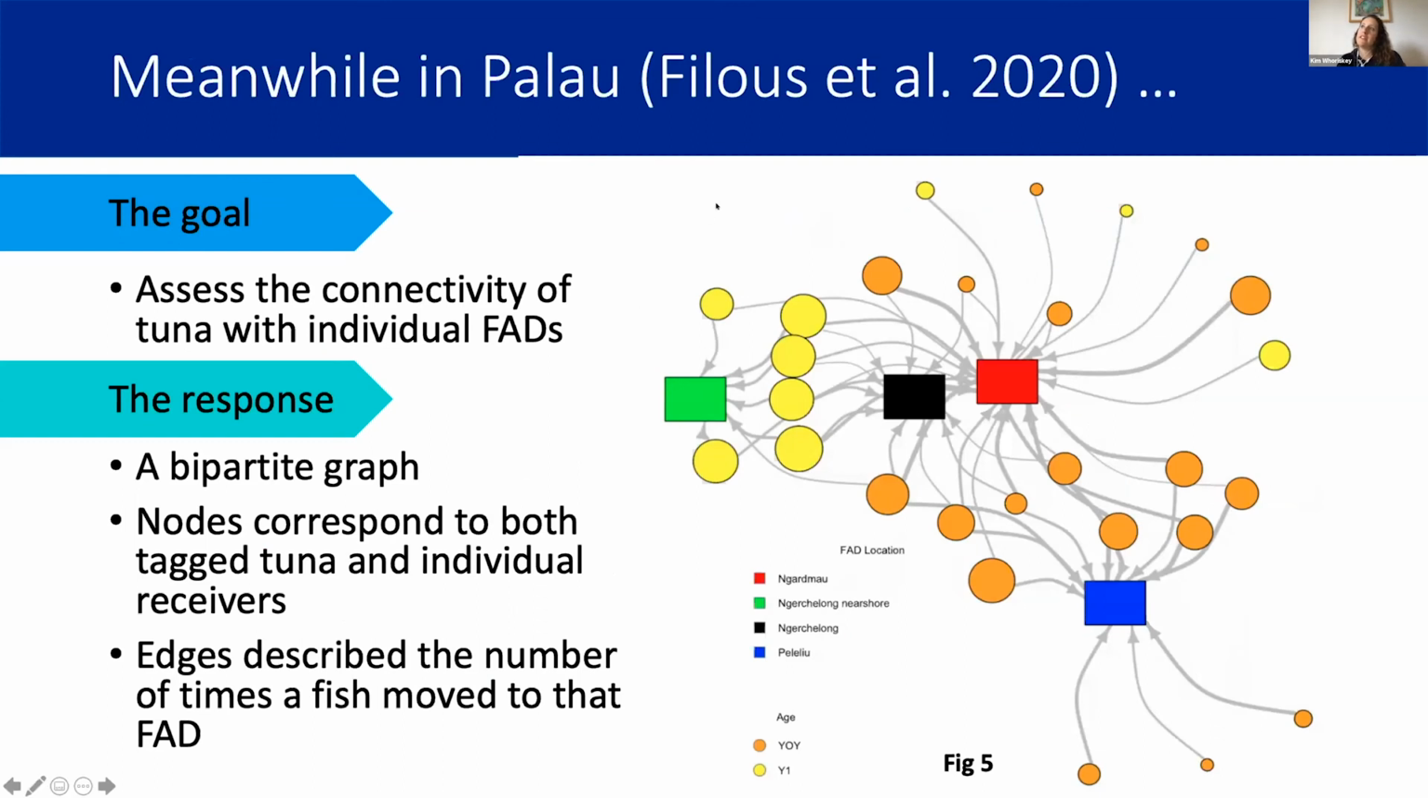And then back in Alex Filous's paper, he had a really good example of a bipartite graph. His goal was to assess the connectivity of tuna with the individual fish aggregating devices. So he had nodes that constituted the animals themselves, which are the circles, and then the fish aggregating devices and receivers, which are the rectangles here. And that's what we call a bipartite graph.